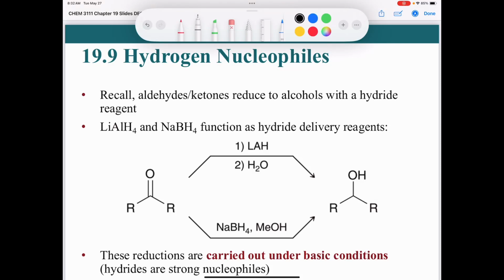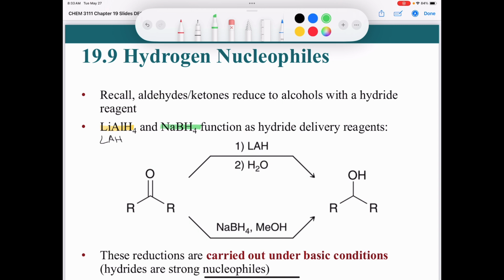This section is just a very short review of some concepts and reagents that we learned back in the alcohols chapter. And you should remember from the alcohols chapter, the aldehydes and ketones can be reduced to an alcohol using a hydride reagent. And the two hydride reagents that we looked at were lithium aluminum hydride, which we abbreviate LAH, and sodium borohydride, which is NaBH4. There's no abbreviation for that.